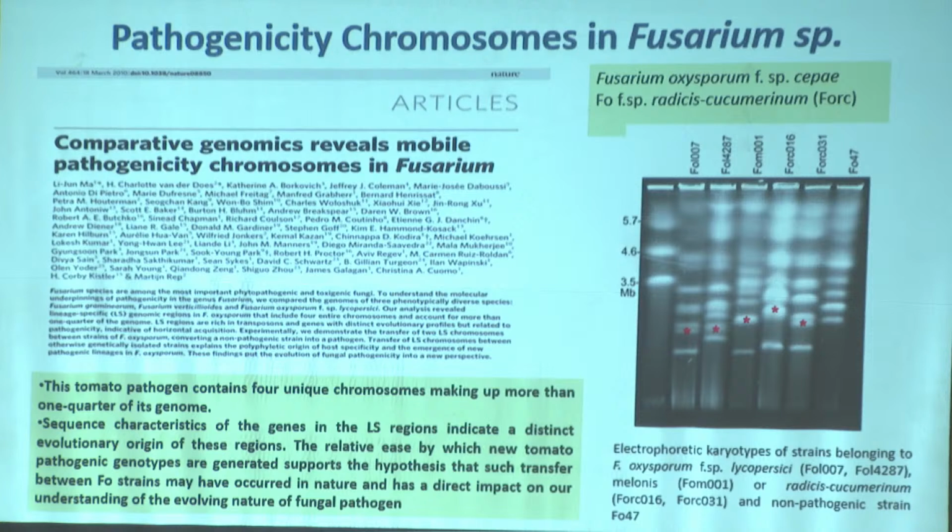Further, this pathogenicity related mobile chromosome was later discovered in Fusarium oxysporum f. sp. cepae and Fusarium oxysporum f. sp. radicis-cucumerinum also. Here you can see the red marked one is a mobile chromosome, and in the last one this chromosome is absent. They said wherever it is there, that is pathogenic.